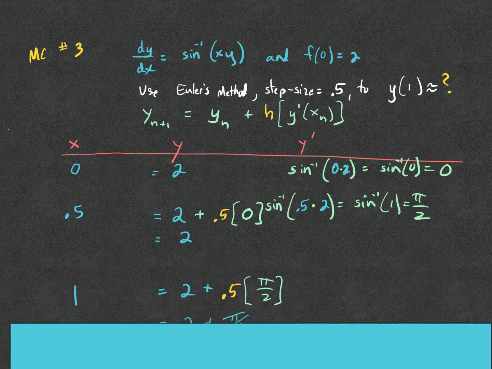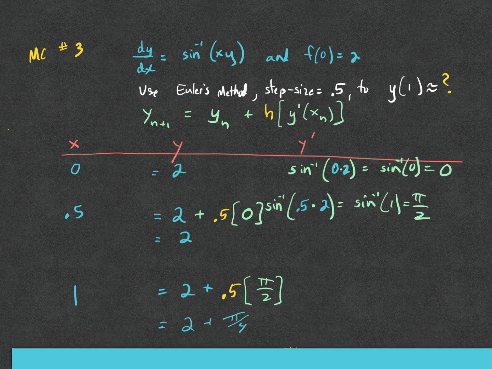All right, so then we do the increment one more time, and we're exactly where they wanted us to be, which is 1. And the y value will be the previous y value, again, following the formula, plus the increment times the slope at the previous point. And our final answer is that when x is 1, the y value is 2 plus a half of pi, or a fourth of pi. Final answer.